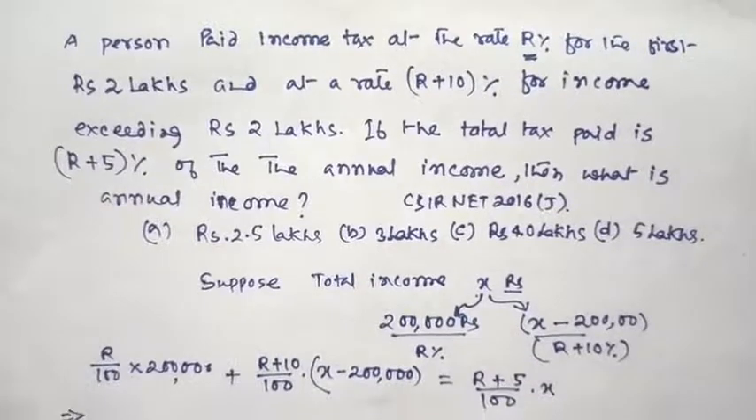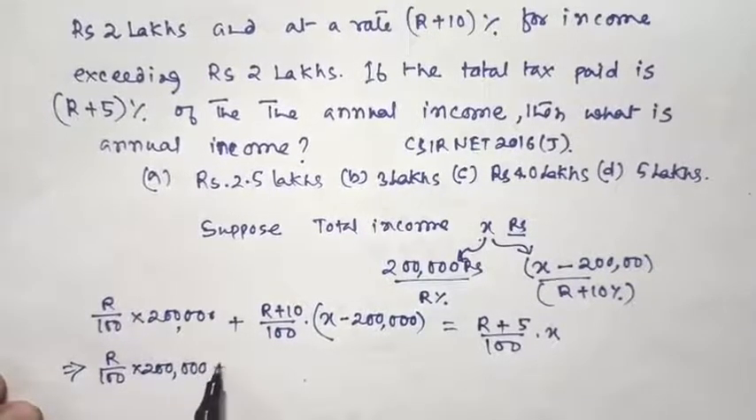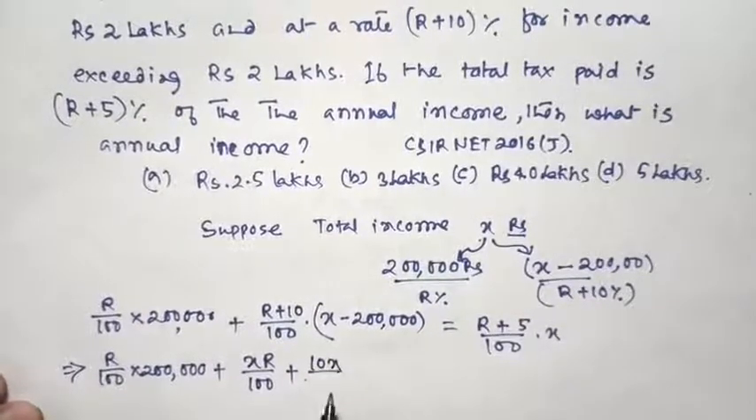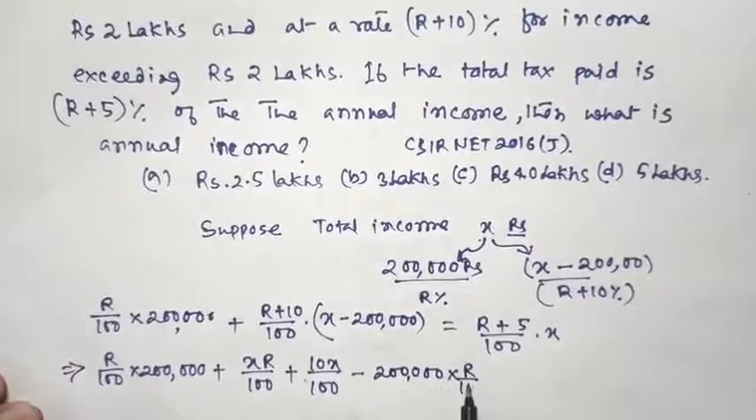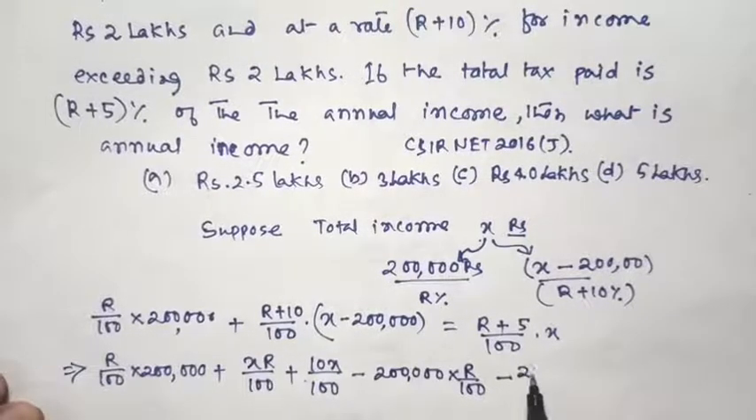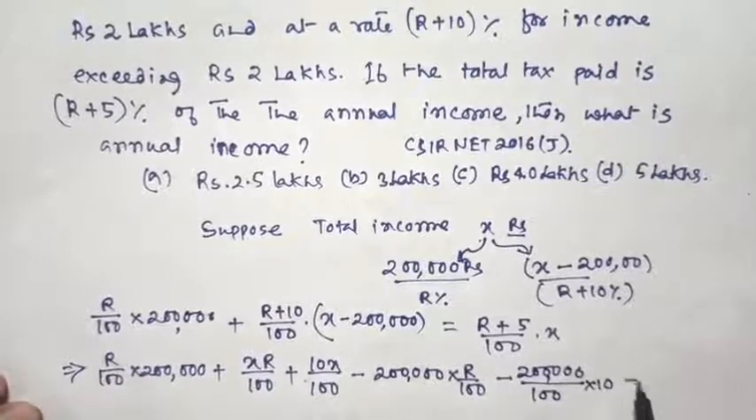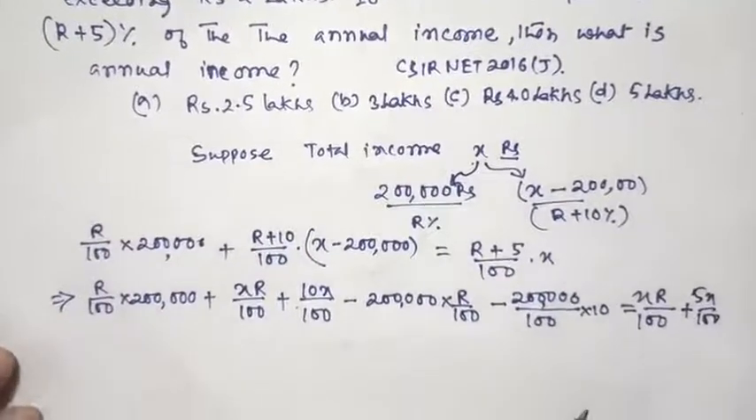So if we simplify this one, we can get R by 100 into 2 lakhs plus XR by 100 plus 10x divided by 100, minus 2 lakhs into R by 100, minus 2 lakhs divided by 100 into 10, equal to XR divided by 100 plus 5x divided by 100. Okay, so this would be the simplified equation.